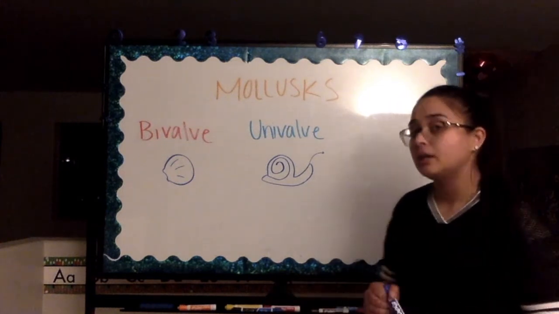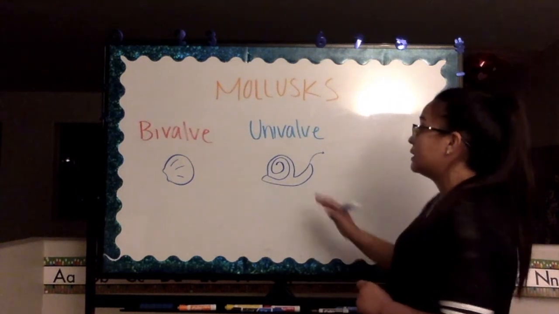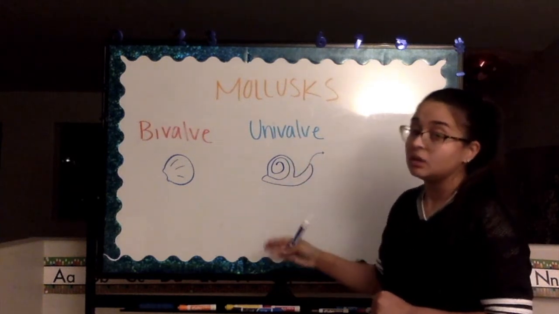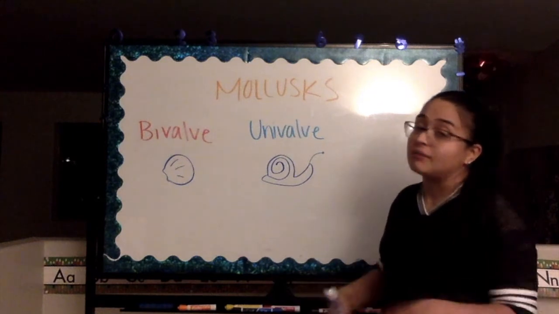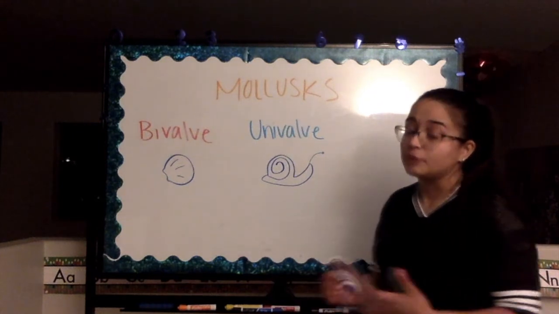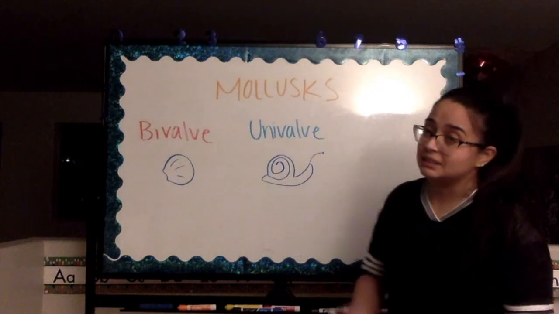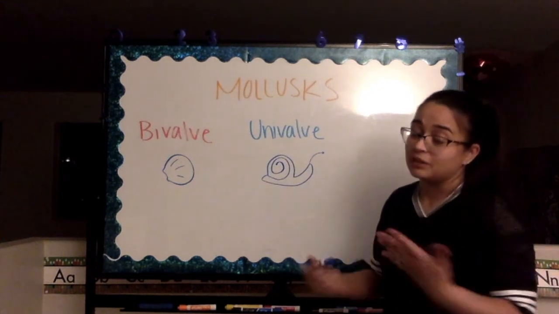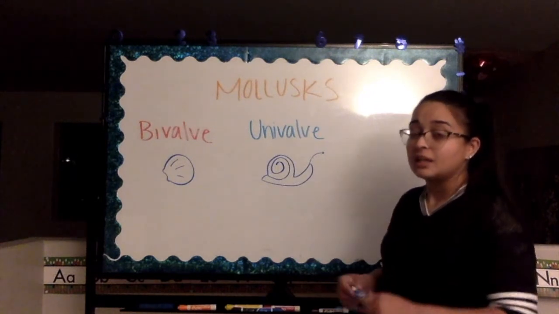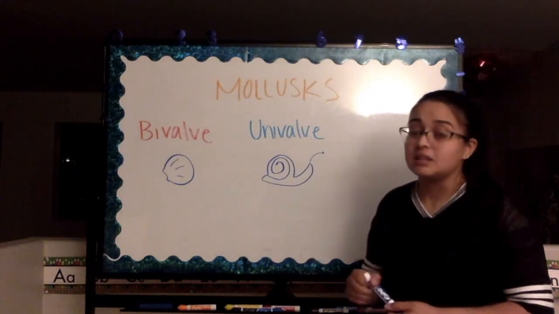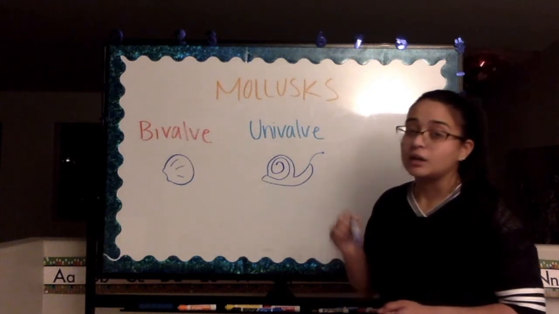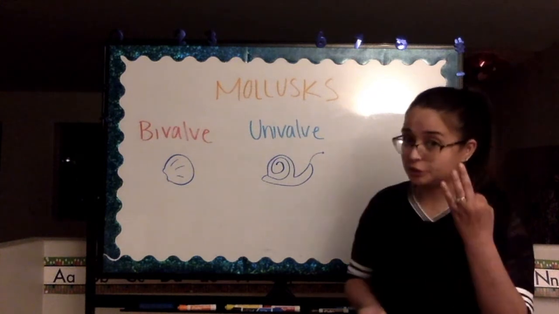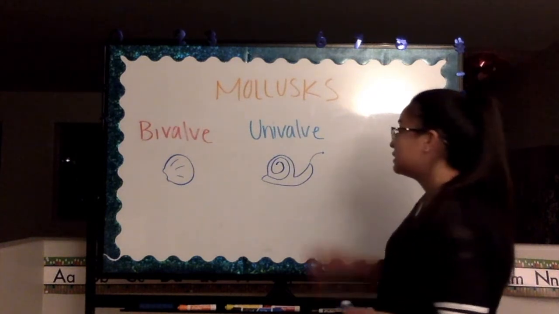Okay? They usually have a coiled shell if they have a shell, or they might not have a shell at all. For example, a slug. A slug is almost the same thing as a snail, just without a shell. They are actually the largest group of mollusks that there is. I mentioned there's 3. Okay?